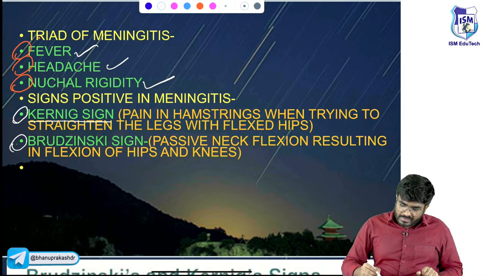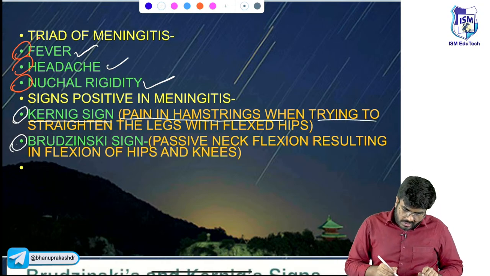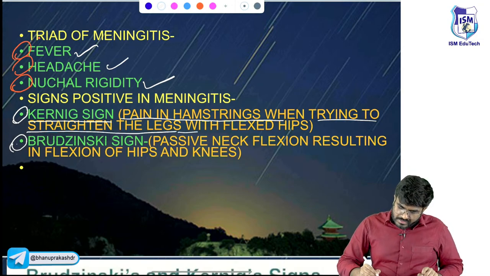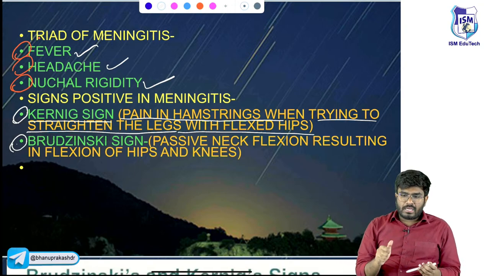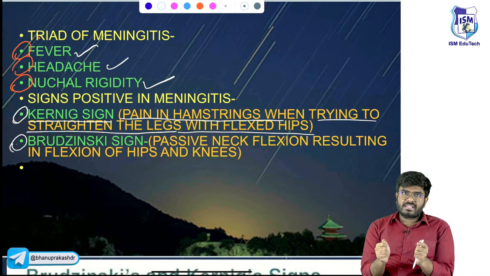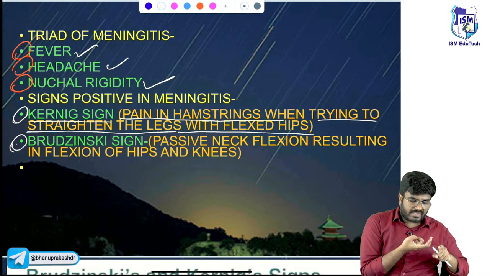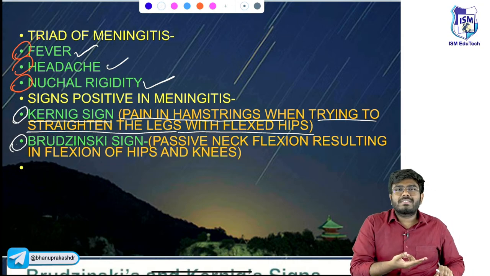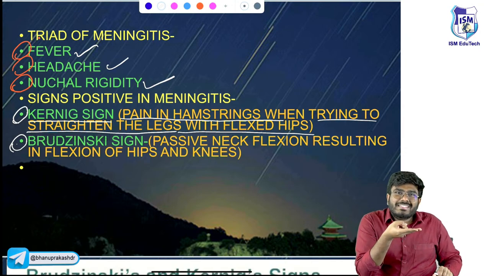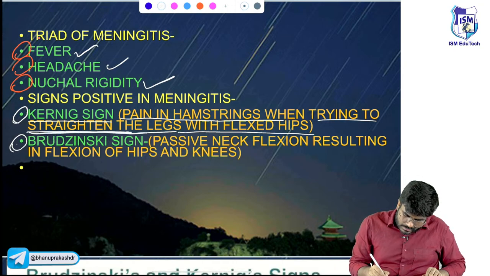Kernig sign means pain in the hamstring muscles of the leg when trying to straighten the legs with flexed hips. Imagine the person is lying completely flat. First he flexes his hips. After flexing the hips, now he is trying to straighten the legs.